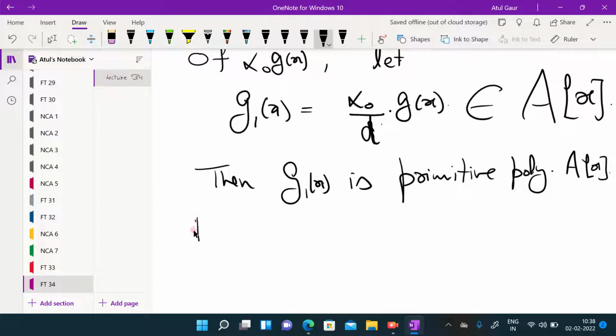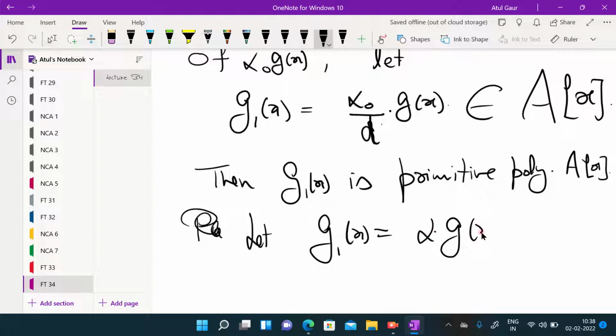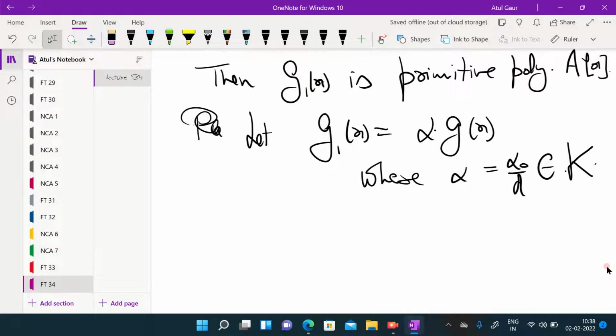So where alpha is alpha naught mod d, and it's an element in K. It's an element in K. All right. Because alpha naught is coming from A, d is coming from A, so this quotient will come from K.